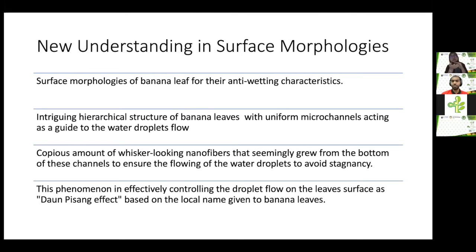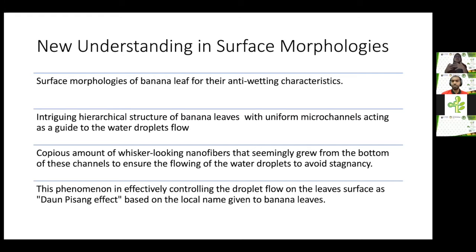If we look under high magnification using an FESEM or IFM, infinite focus microscope, or electron scanning microscope, we can see that it consists of a hierarchical structure. It has layers. What we can find at this moment is that it has 3 layers. I'll show you later. What's very unique about banana leaf is that it has microchanneling that acts as a guide for water droplet flow. If you compare to other anti-wetting materials that mimic nature, like the lotus effect or the rose petal, you don't have these uniform microchannels.